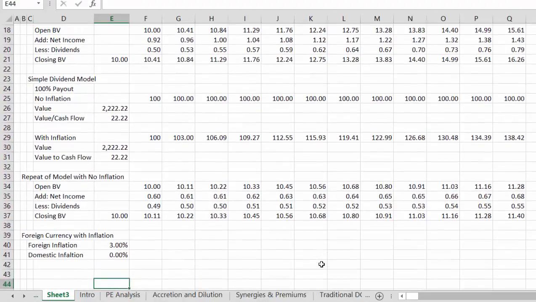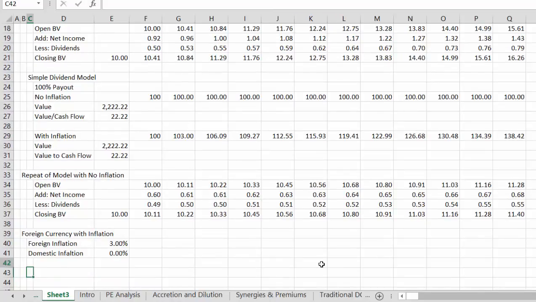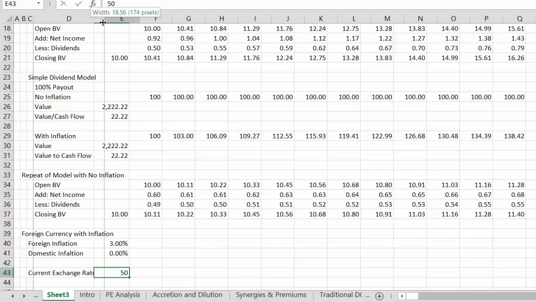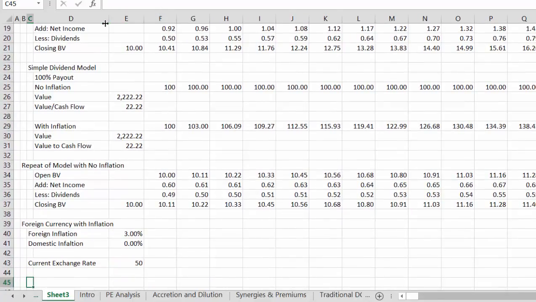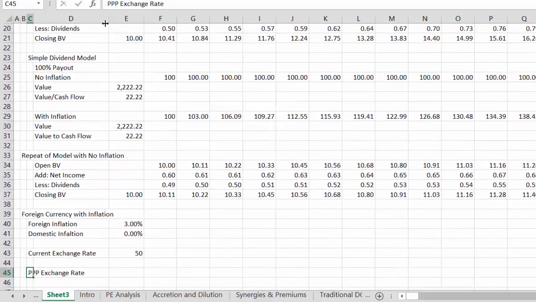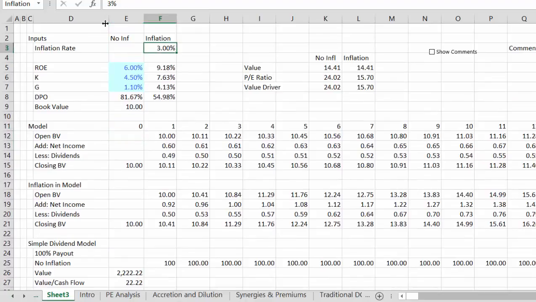Now when we do this, the first rule, I think, is we put a PPP, and then let's put current exchange rate, let's make it 50. Kind of like the Philippines, right? And then let's put our PPP exchange rate. Once we do that, I think you'll see where I'm going with this. We don't change these dividends when we translate it to a foreign currency with much higher inflation. With 5% inflation, the PE ratio goes down.